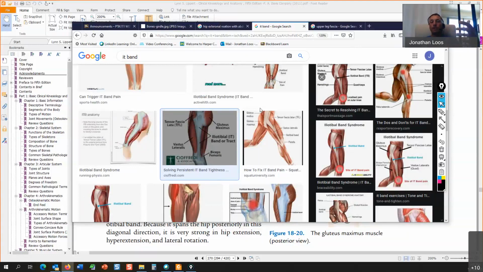And so with this transfer of loading, this force, you get a lot of IT band issues with runners. And so you get people that are trying to stretch this all day, right? They're stretching the IT band. Well, the IT band is connective tissue. It's collagen-based tissue. It's like a tendon or ligament.